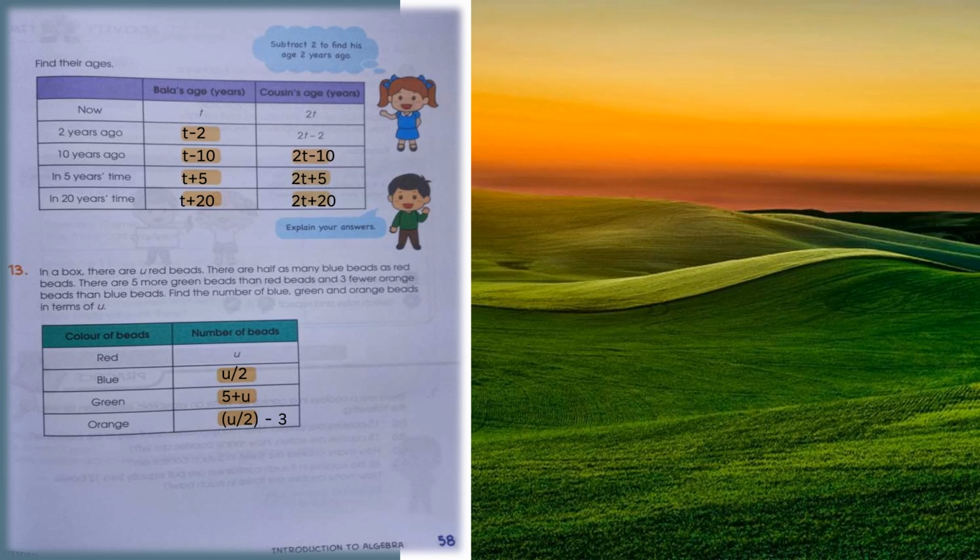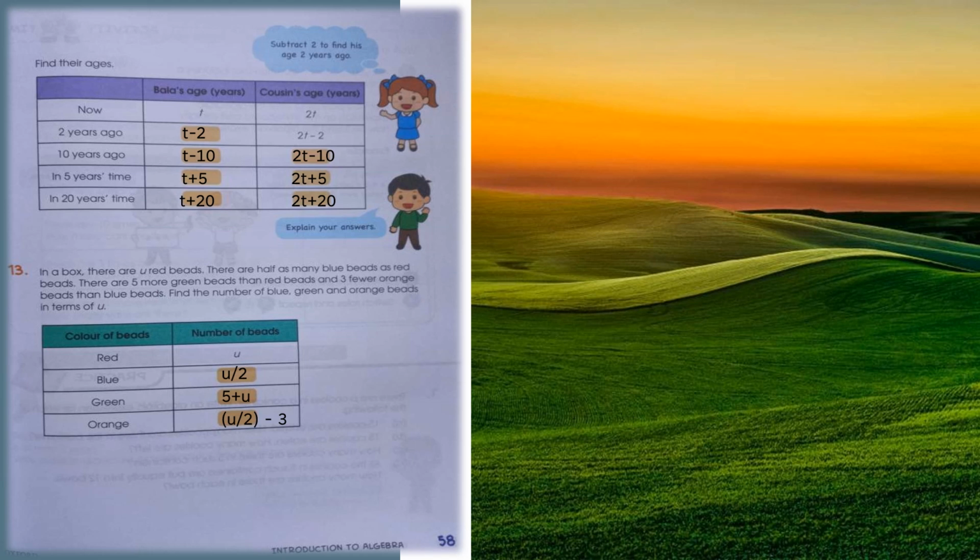Now question 13 says that in a box there are U red beads. To solve this question, we have developed a table in which one column represents the color of beads and the other column represents the number of beads. The first color is red and there are U red beads. There are half as many blue beads as red beads. So, we are simply going to divide U by 2, as U represents the red beads.